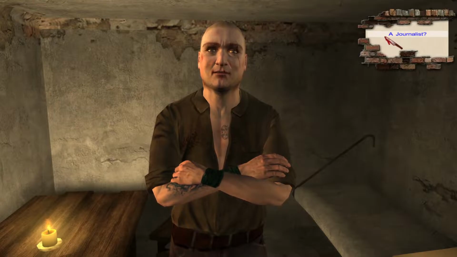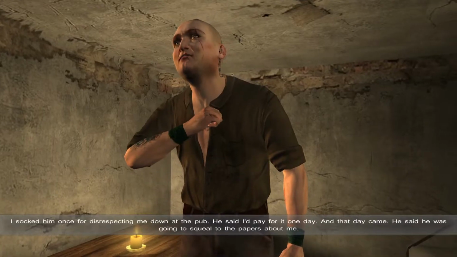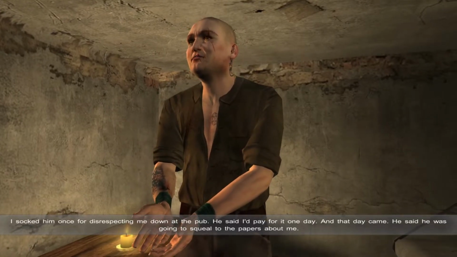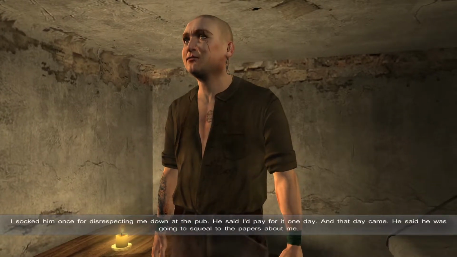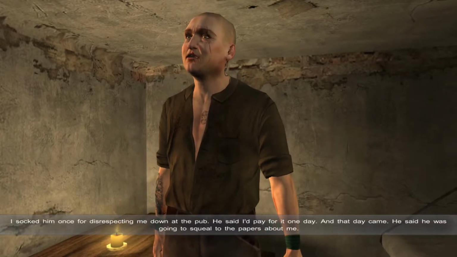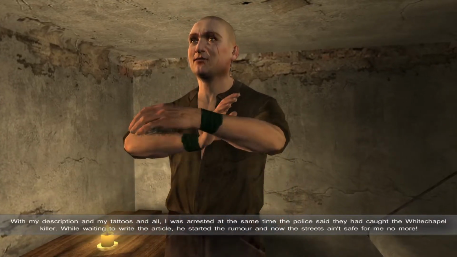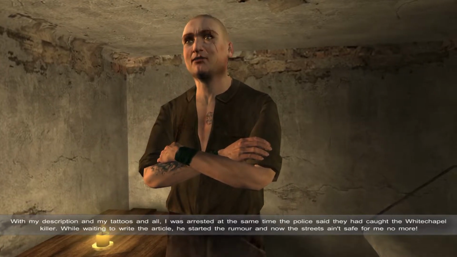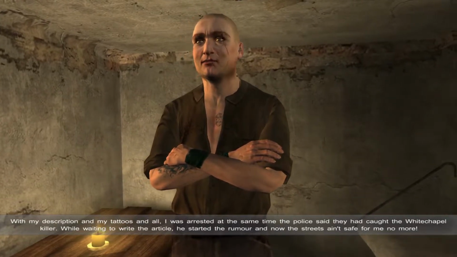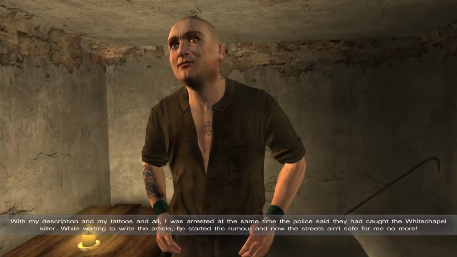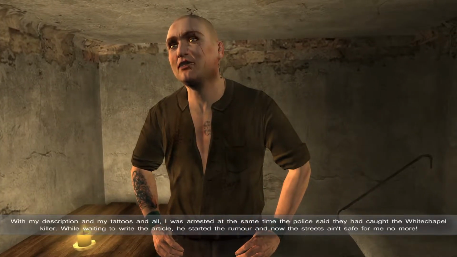Journalist? A journalist? I socked him once for disrespecting me down at the pub. He said I'd pay for it one day, and that day came. He said he was going to squeal to the papers about me. With my description and my tattoos and all, I was arrested at the same time the police said they'd caught the Whitechapel killer. While waiting to write the article, he started the rumour. Now the streets ain't safe for me no more.